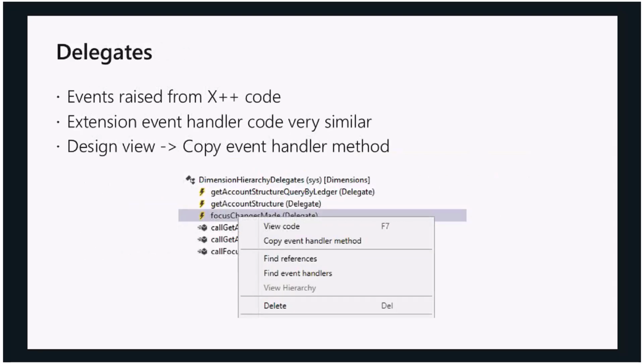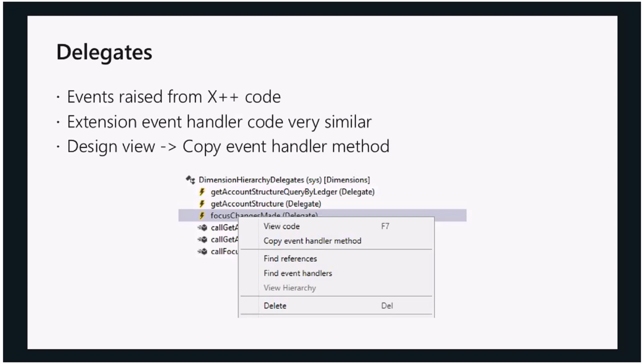Delegates are another type of event that can be raised from code. These are typically inserted into X++ classes when it makes sense for partner code to execute within the flow of an existing X++ method. In this case, even the chain of command technology will not help because you need your code to run inside of the Microsoft logic. In this case, the only option is to raise a delegate and write event handler code that responds to that delegate. You can see all of the delegates on a class by viewing that class in a design view.